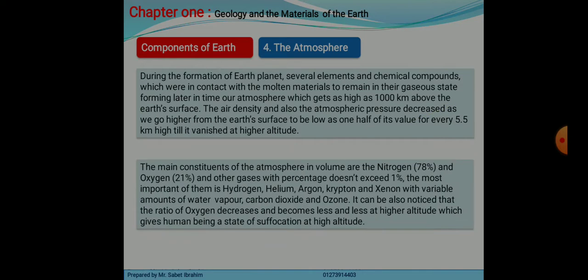The main constituents of the atmosphere by volume are nitrogen 78% and oxygen 21%, and other gases with a percentage that doesn't exceed 1%. The most important of them are hydrogen, helium, argon, krypton, and xenon, with variable amounts of water vapor, carbon dioxide, and ozone. It can also be noticed that the ratio of oxygen decreases at higher altitude, which gives human beings a state of suffocation at high altitude.